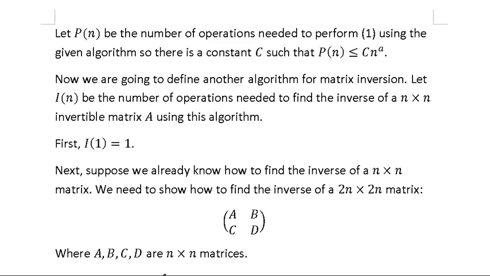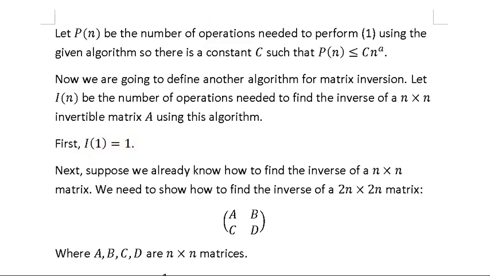Suppose we already have an algorithm for matrix multiplication and the complexity is n to the power a. We need to define a new algorithm for matrix inversion whose complexity is the same. Let's see how we do that. We're going to define this new algorithm in an iterative way. Let's say I(n) is the number of operations needed to find the inverse of an n by n matrix using this algorithm. And firstly, I(1) is equal to 1.